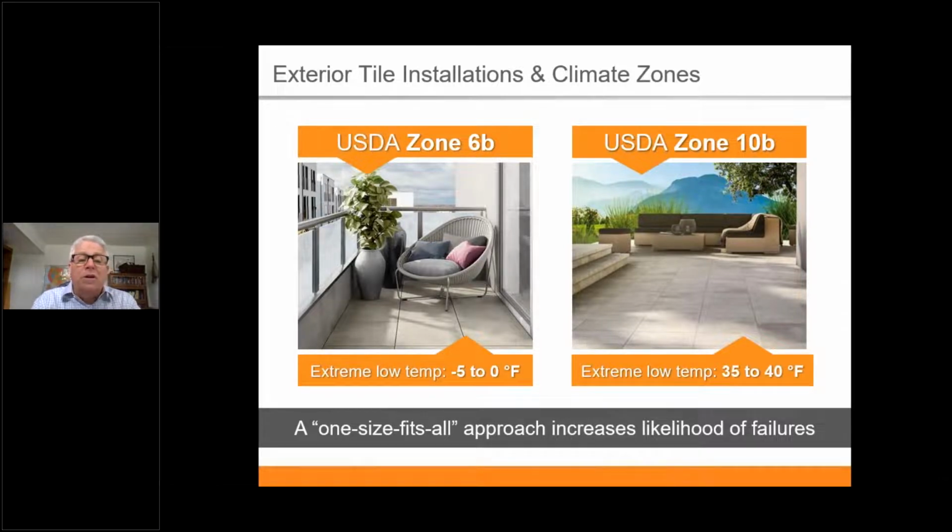Look at the climate. Look at the extreme low temperature, below 5 to 0. Could it get that low? Fahrenheit, of course. Or in 10B, look at where you would be a lot more mild climate. So let's not do one size fits all. Let's look at climate zones and see what's going to be adequate where in our different regions around the country. And let's take that into consideration when we actually specify and design an assembly.